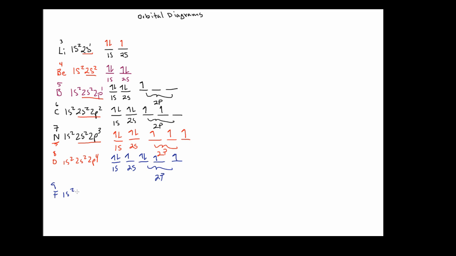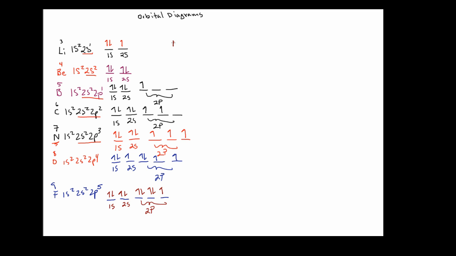Configuration, 1s2, 2s2, 2p5. All right, now here's my orbital diagram. Proper labeling. We're going to have a doublet here, and then we're going to have, let's see, 1, 2, 3, 4, 5. So this is what the outermost orbitals of fluorine are going to look like. We're going to have a single unpaired electron in that condition.